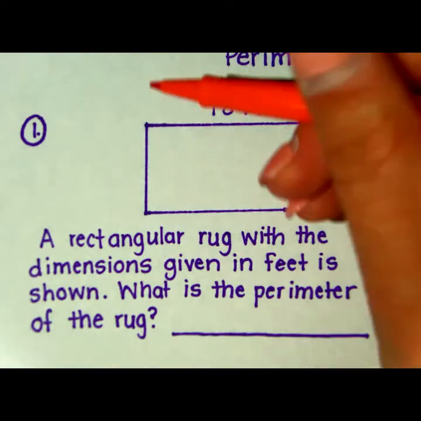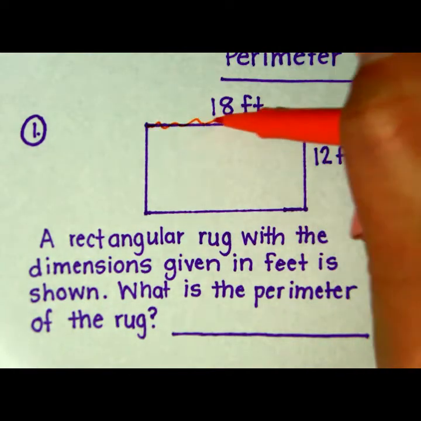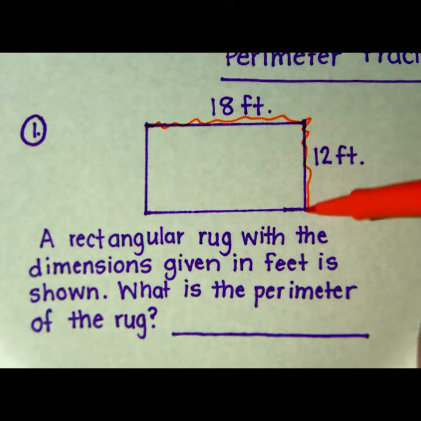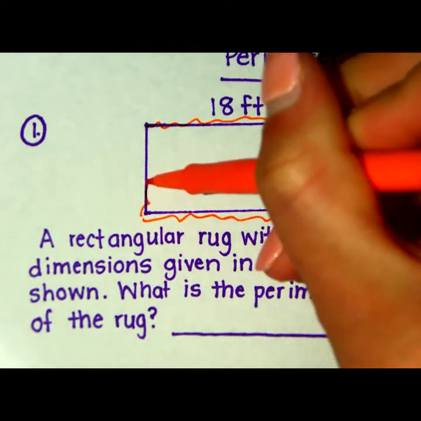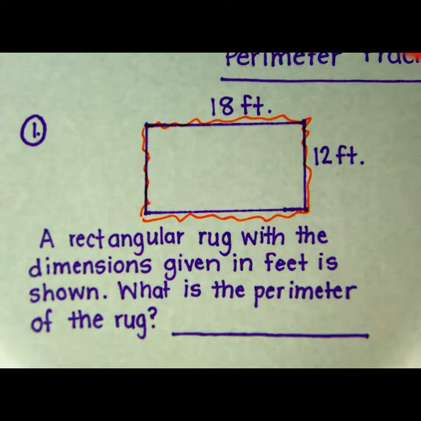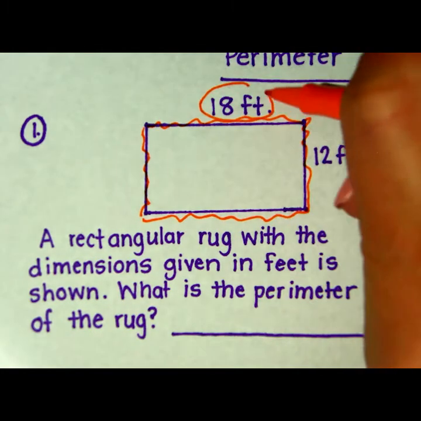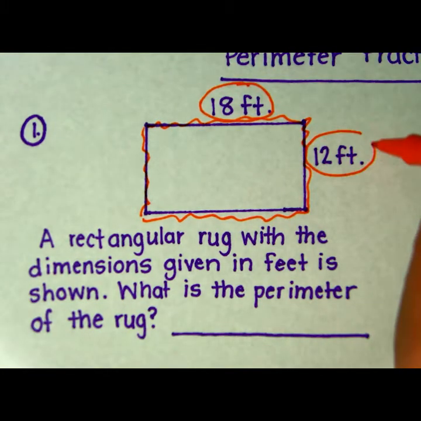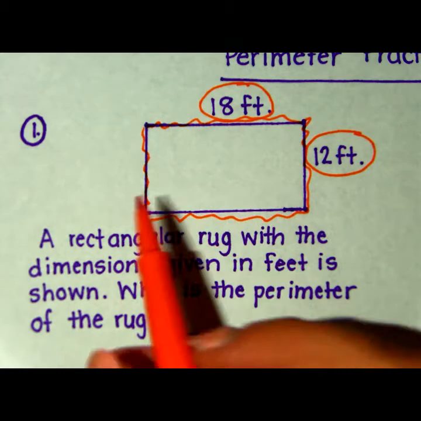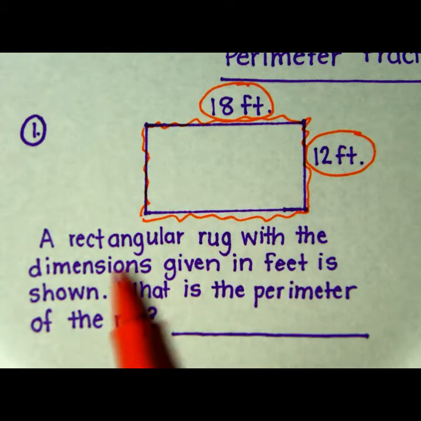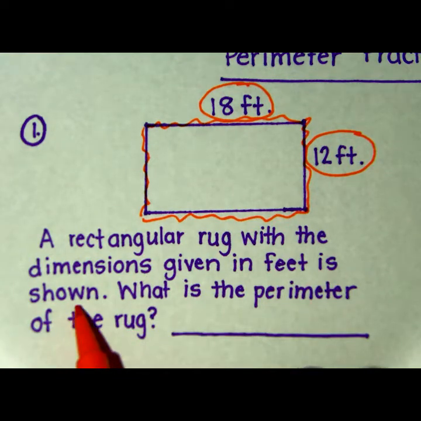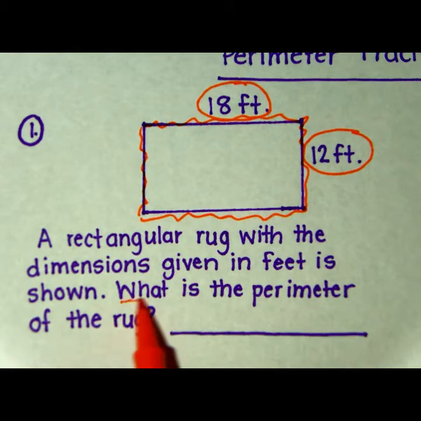We know that perimeter from that video means the distance around the outer edge of this figure. In this case, it's a rectangle. And they've given us some of the dimensions. The length right here is 18 feet and the width is 12 feet. Now let's take a look at what they're asking us to do with it. A rectangular rug with the dimensions given in feet is shown. What is the perimeter of the rug?